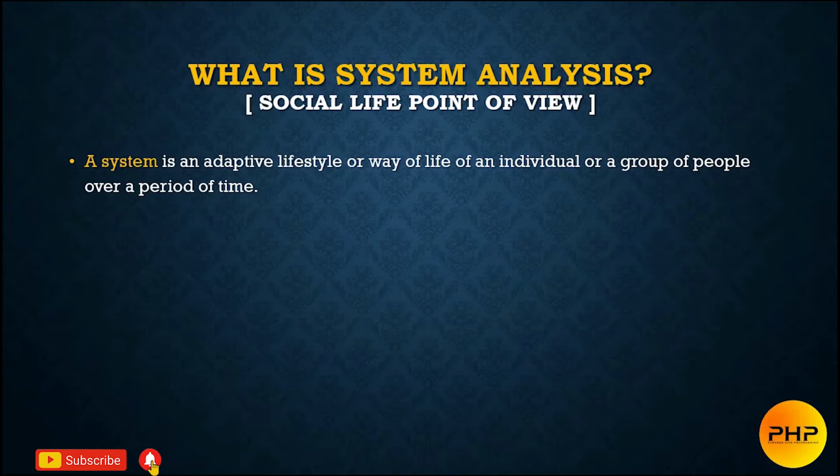Okay. I say a system is an adaptive lifestyle or way of life of an individual or a group of people, sharing or setting some pattern of activities. Sorry, I received a message on my phone.